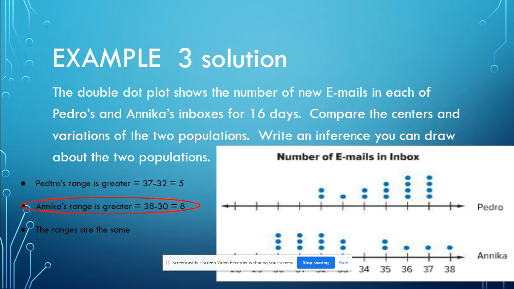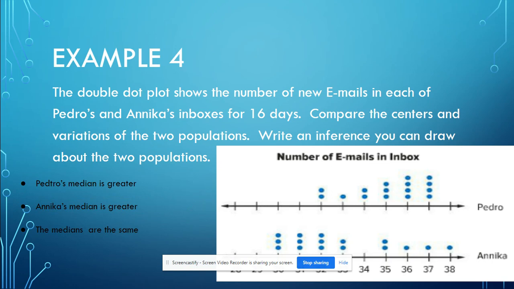Again, the ranges are not the same because 5 and 8 are not the same value. So that's how we find the range. Probably the trickiest thing that you're going to have to do, aside from the mean, which I'm going to talk about here in a second, is determining the median from a double dot plot, because it's going to involve some counting.